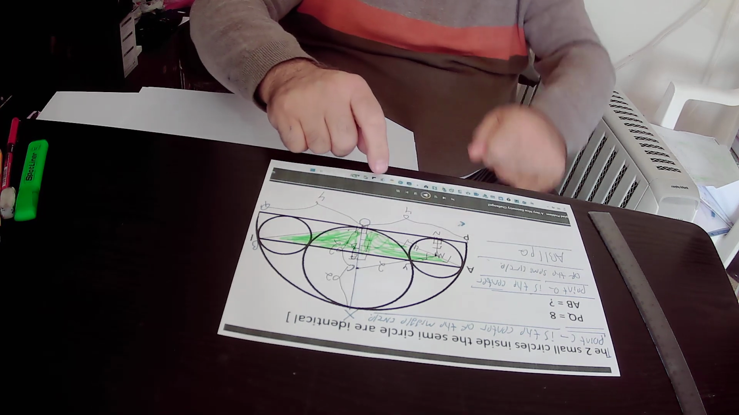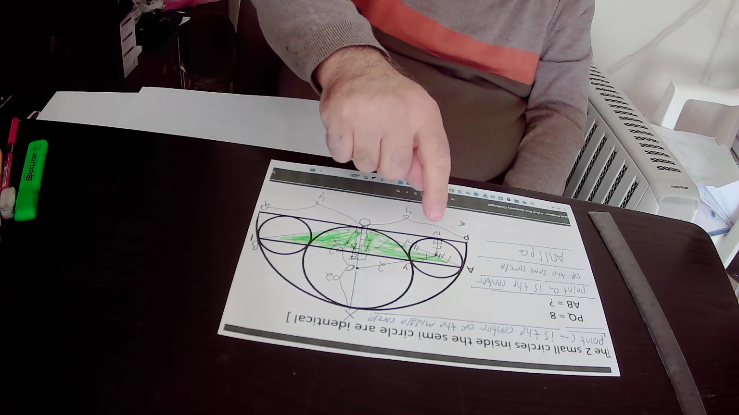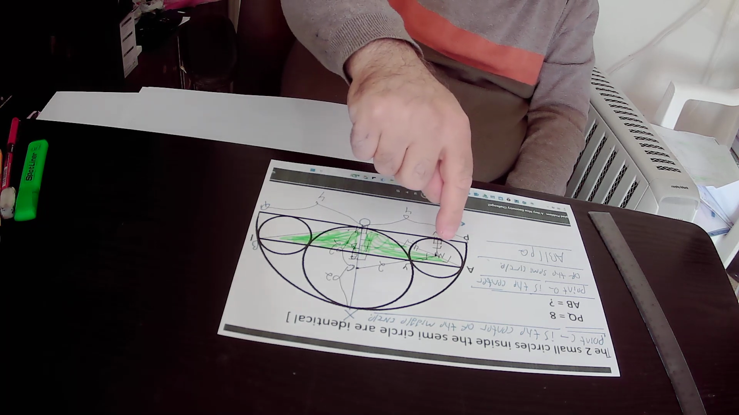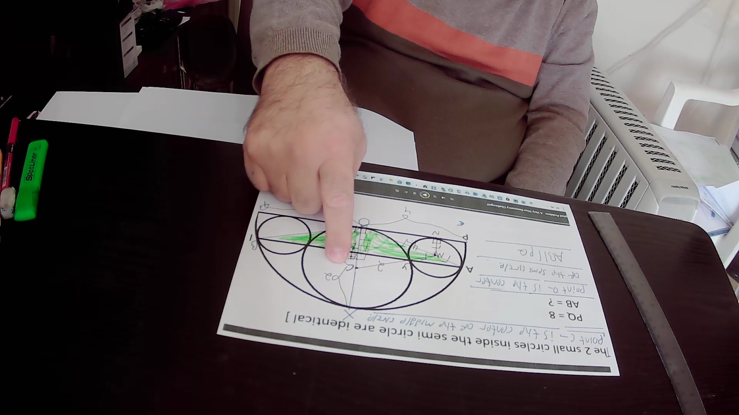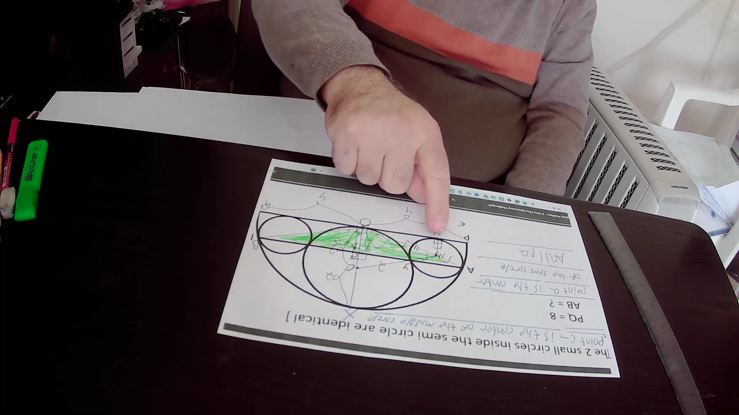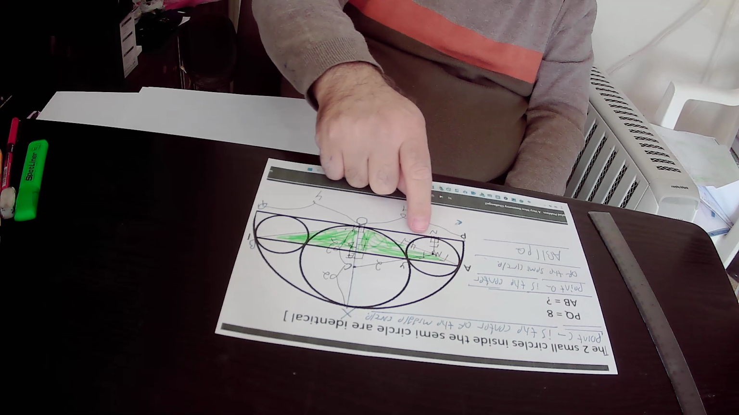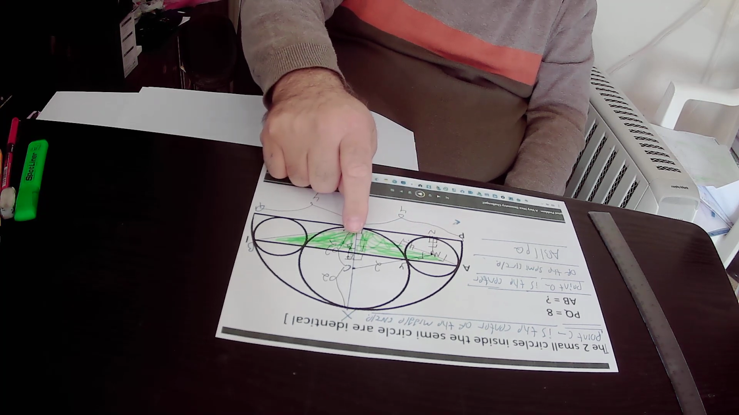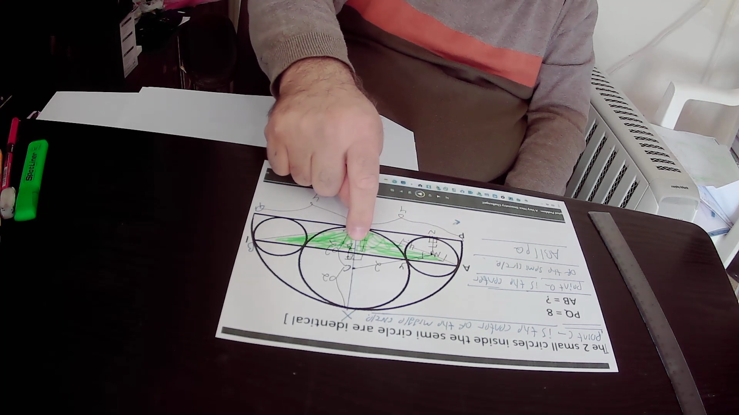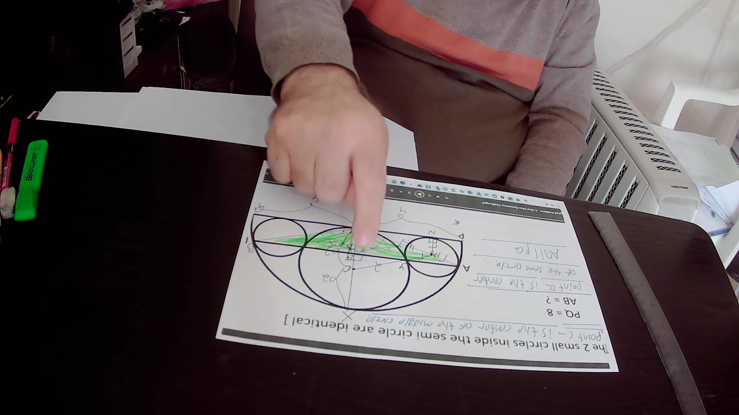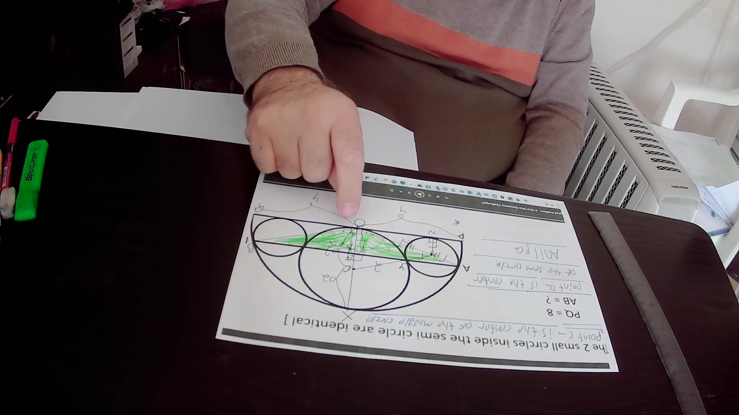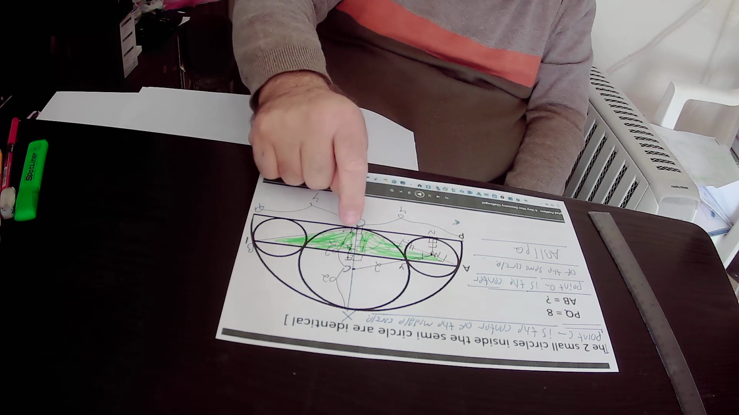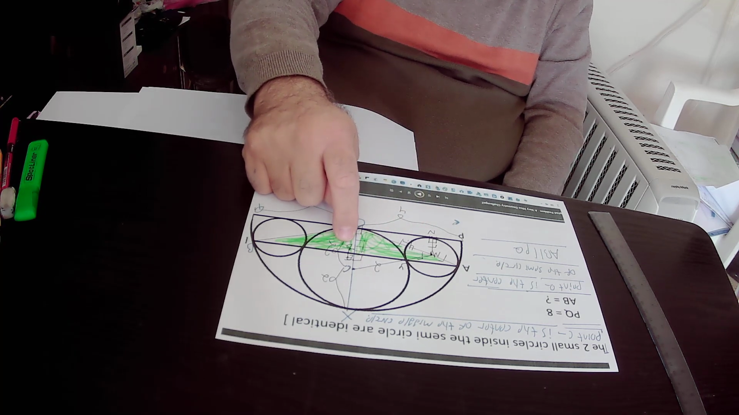Then I draw a perpendicular from point M to CO, the radius of the middle circle. So this is perpendicular to CO, that is to say, this angle equals 90 degrees, and this angle also equals 90 degrees. We define the touching point of the perpendicular with CO as point D.